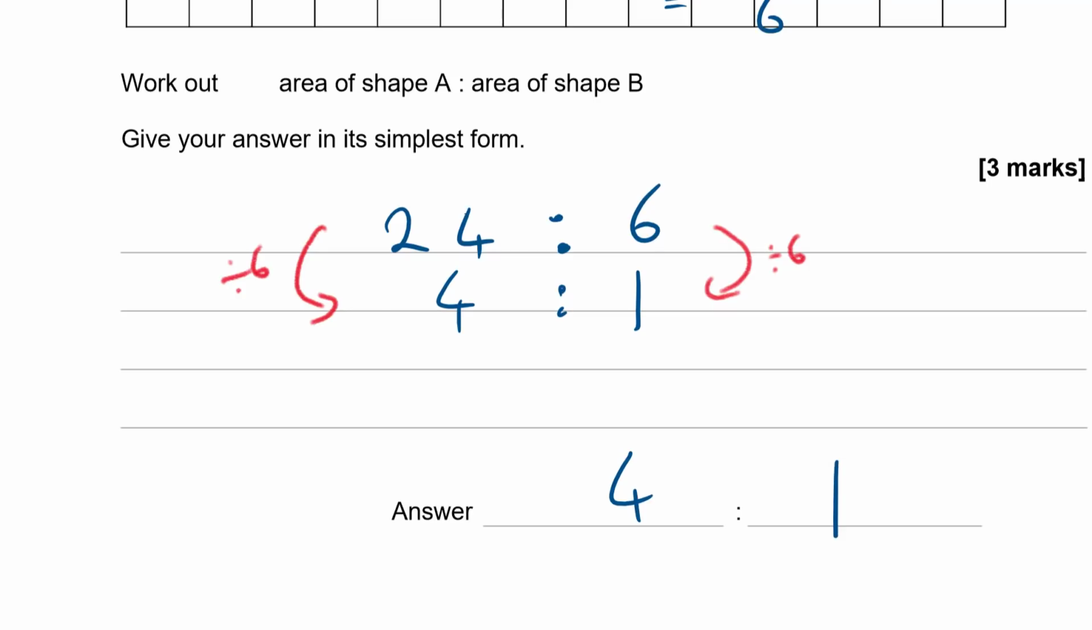Now you have to get that the right way around. It isn't 1 to 4. We need to start with shape A and then have shape B afterwards. So it can only go that one way round.